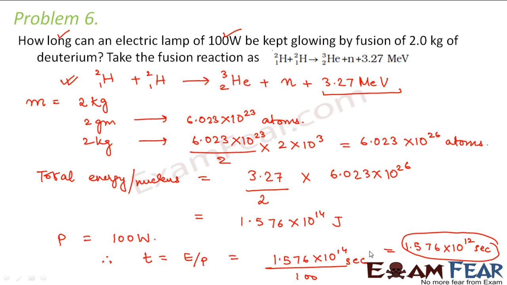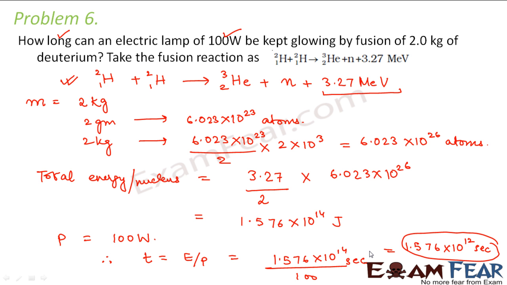So if you look at the kind of problems which we are solving, they use all the basic rules. The relation between power and energy. First of all, you will have to find out the number of atoms that is contained in the given mass of the object. Like for example, your object here is deuterium. So how many atoms are present in 2 kgs of deuterium?